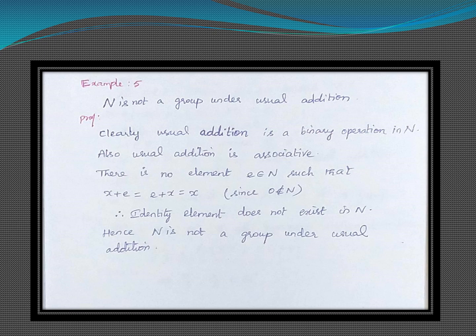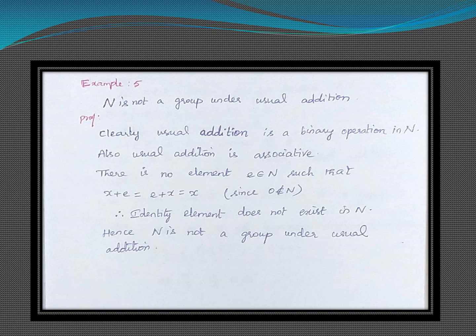Let me start with the very first property. The first property is closure. That is, usual addition is a binary operation in N. It is clear that usual addition becomes a binary operation in N because if you take two natural numbers and add them, we again get a natural number. Therefore, it will become a binary operation in N. And then second property, associative. That is, usual addition is always associative.